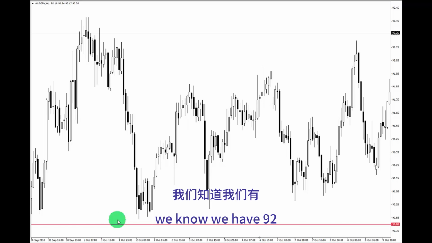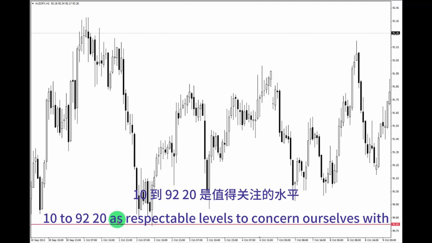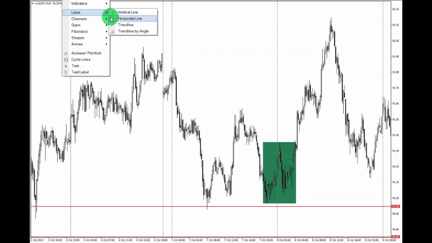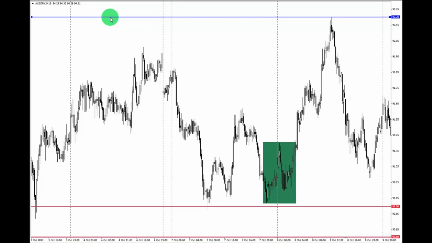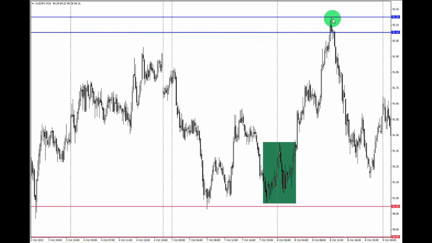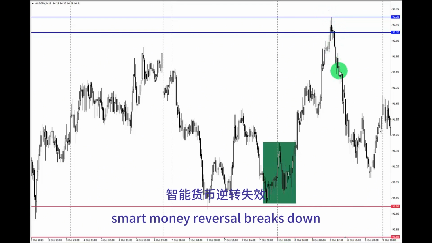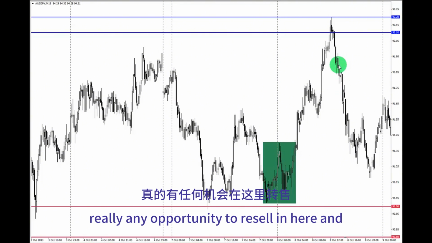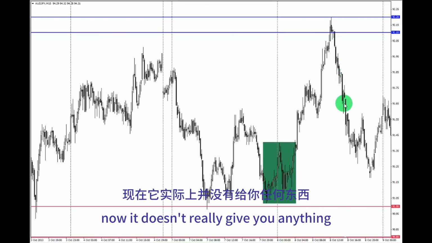So with that in mind, we know we have 92.10 to 92.20 as respectable levels to concern ourselves with. So let's put those in on this particular chart. Okay, so there's our two levels to look at. Smart money reversal breaks down. Doesn't really give us any opportunity to resell in here, and no, it doesn't really give you anything.